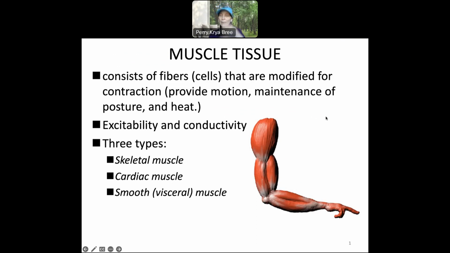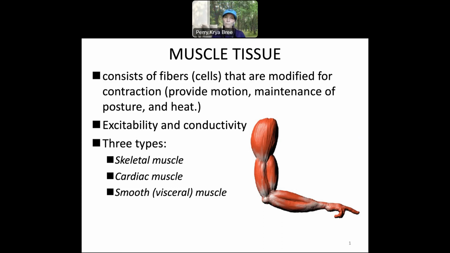So again, the general tissue type is going to be muscle tissue. And when we talk about muscle tissue, obviously you probably know this is going to contain contractile fibers. So these are going to be fibers that are modified for their ability to contract and provide motion. Also just maintenance of posture. And once we get into lecture, we'll talk about how muscle contraction also produces heat.